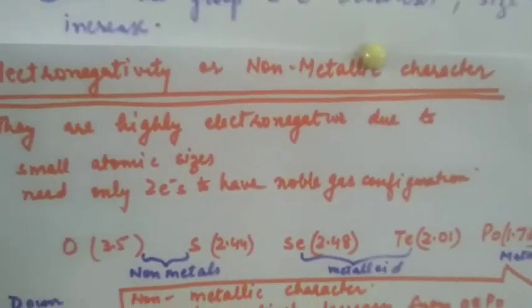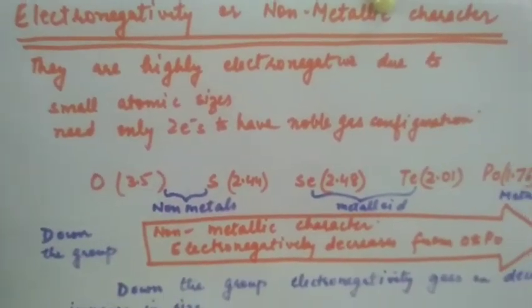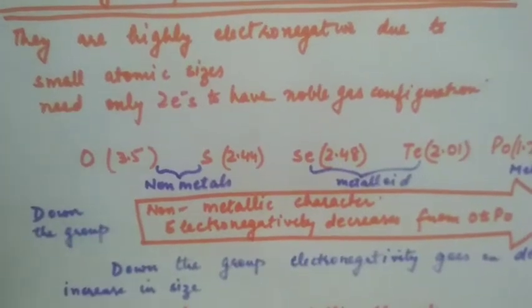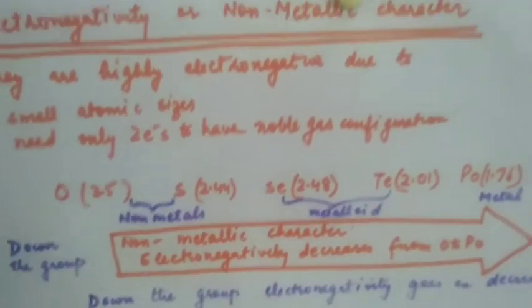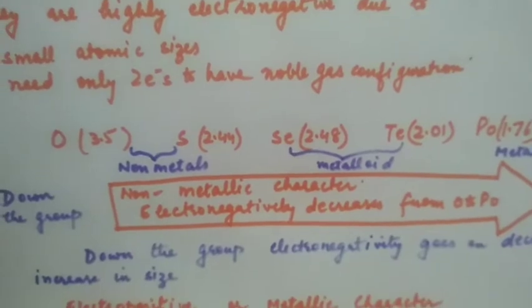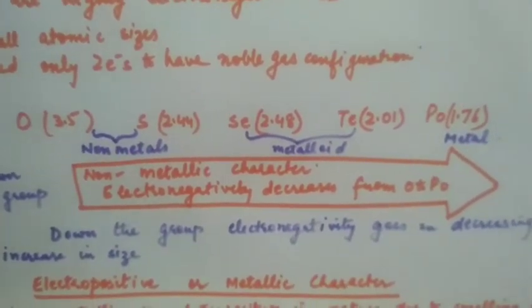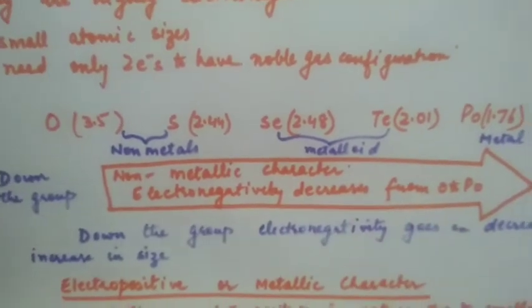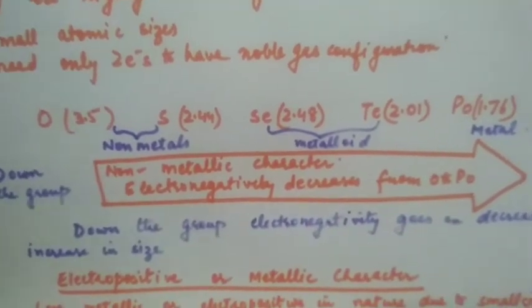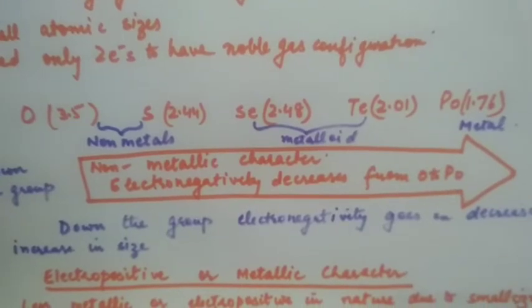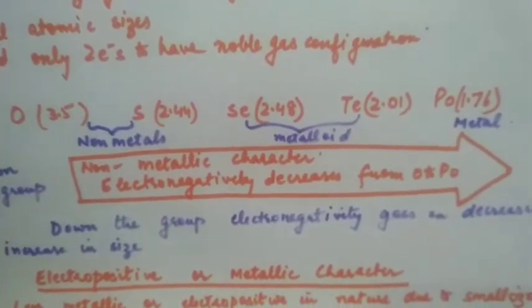Electronegativity or non-metallic character. They are highly electronegative due to small atomic sizes and need only 2 electrons to have a noble gas configuration. The electronegativity decreases down the group due to increase in size. Oxygen is 3.5, sulfur 2.44, selenium 2.48, tellurium 2.01, polonium 1.76.